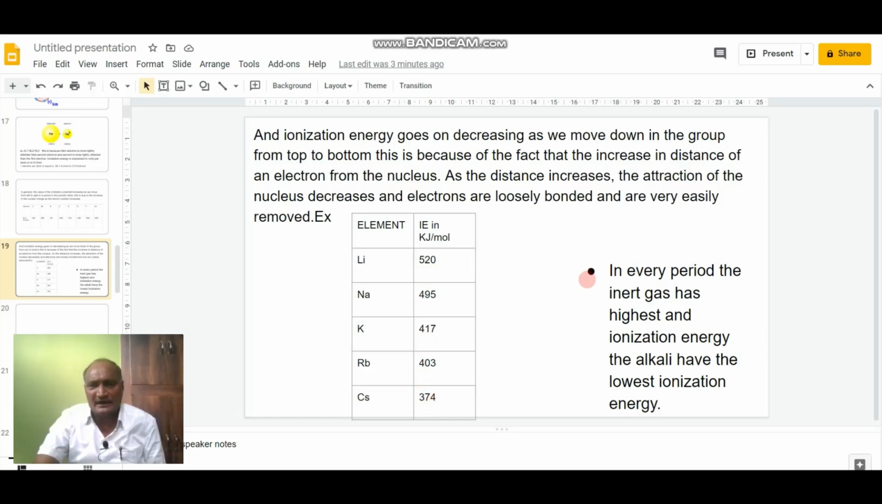And one more thing, in every group, the inert gases have the highest ionization energy and the alkali metals have the lowest ionization energy.